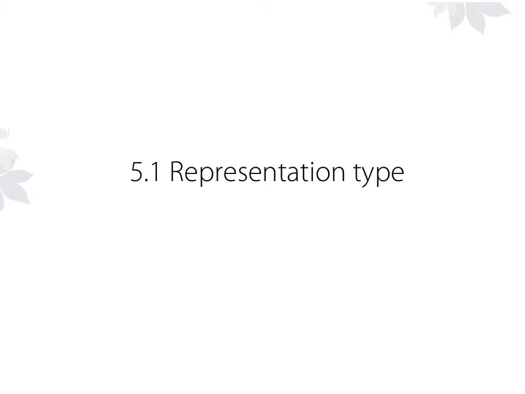We'll get started with the first display dimension, which is representation type. There are 3 main representation types. The first one is propositional, the second one is analogical, and the third one is iconic. And we'll describe each of them one by one in the next few slides.